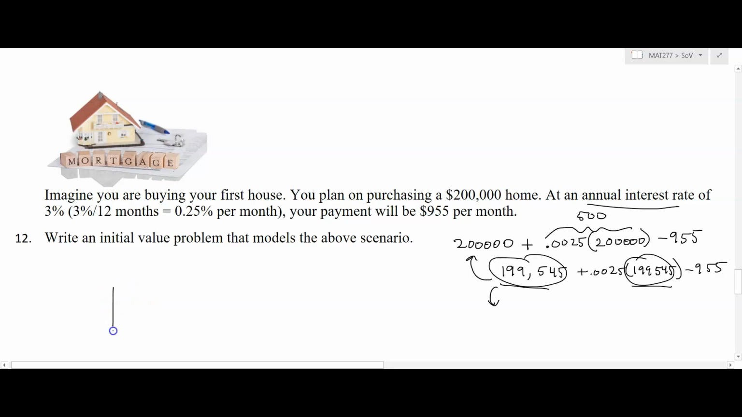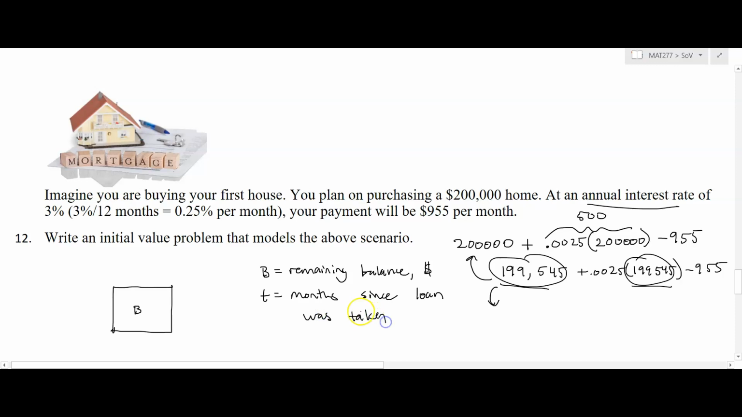However, if I think about the bathtub analogy, and I'm not going to draw a bathtub, I'll just draw this rectangle, and I will think about this as my balance. I'll think about B as my remaining balance in dollars, and T will be a measurement of time in months since a loan was taken. This type of loan is called a mortgage. A mortgage is just a special loan that is intended for property.